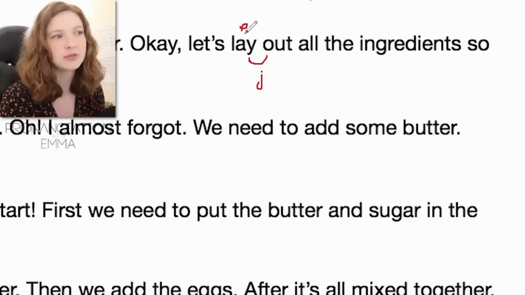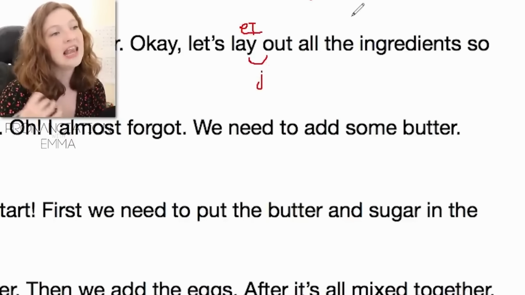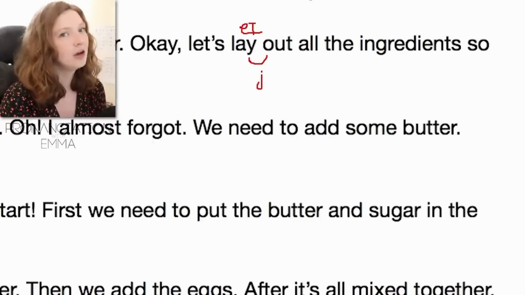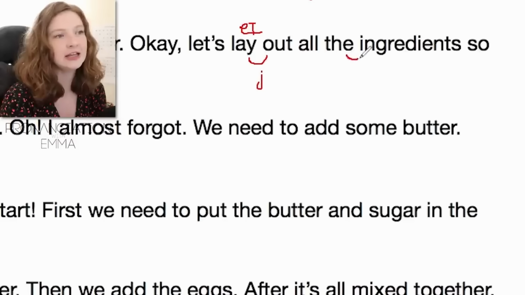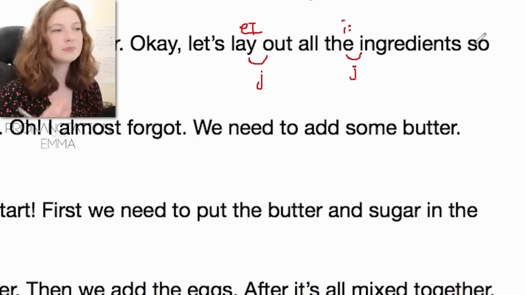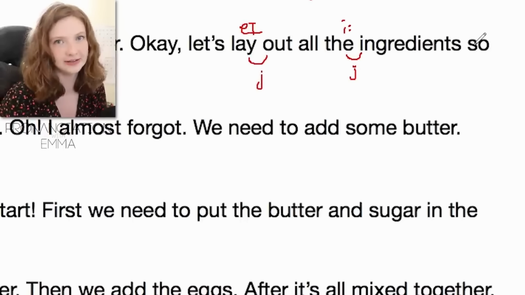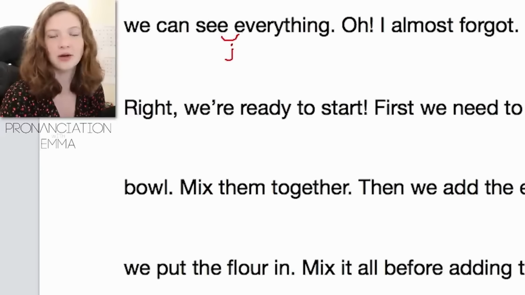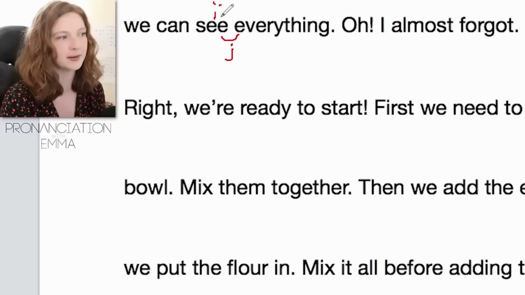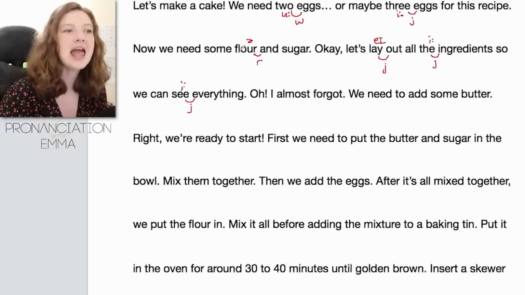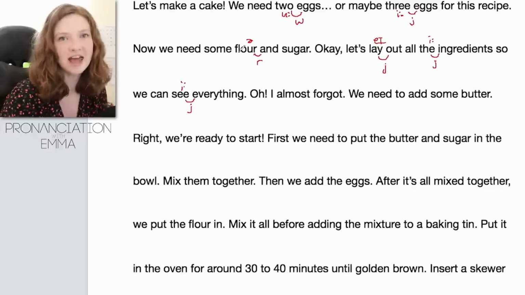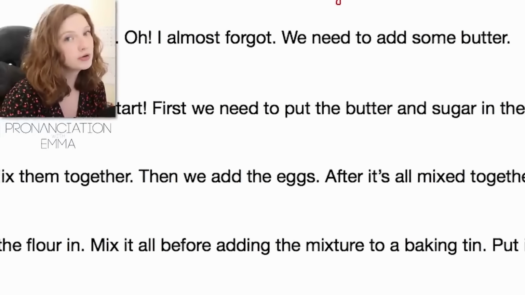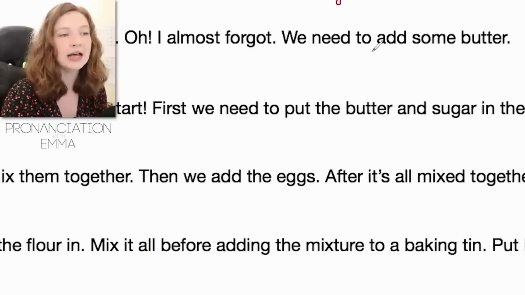Okay, let's lay out. Lay out. Here we've got a diphthong, A. Let's lay out all the ingredients. The ingredients. So here we've got an E and then we've got a Y linking it together. So in this little sentence here, okay, let's lay out all the ingredients so we can see everything. Same sound as the. See everything. Oh, I almost forgot. We need to add.